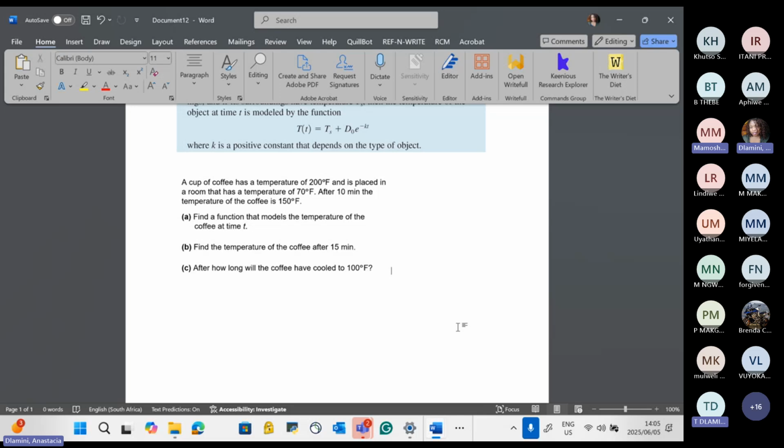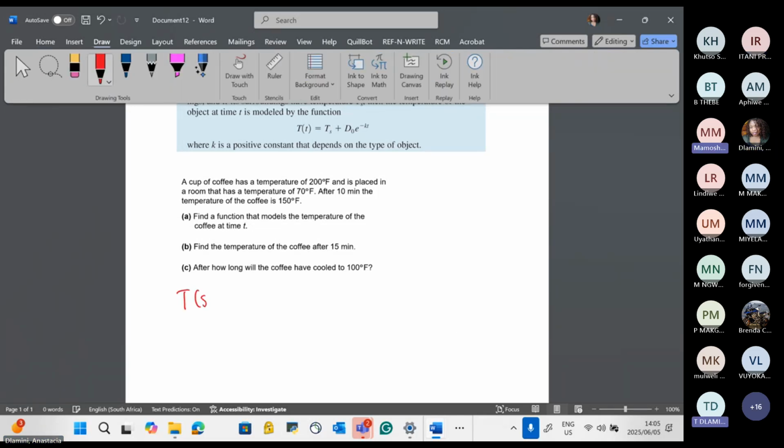So we're going to write down the formula. Let's start the formula: T equals Ts plus D0 e to the negative kt. That's the formula. We wrote down the formula, and you need to find the difference first. What is the difference? Is it Ts of an object and what? Which one is the difference, Ts or D0? It's D0.